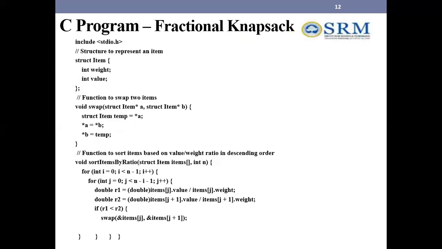And the C program for the fractional knapsack problem. We are using a structure to define the properties of an item. Each item has weight and value, so there are two structure member variables. Then we are using a function to swap. When we sort, we are using the swapping concept. So swap *a, *b, and sort items by ratio. For sorting, we are using two for loops. If the ratio is less than the other, swapping. This function is for sorting the items based on the value to weight ratio in descending order.